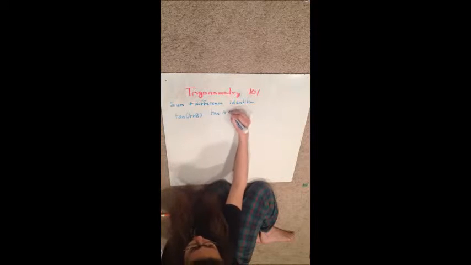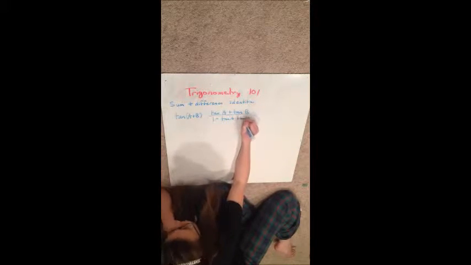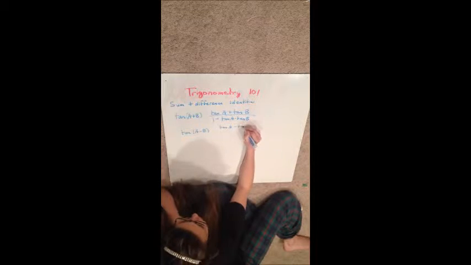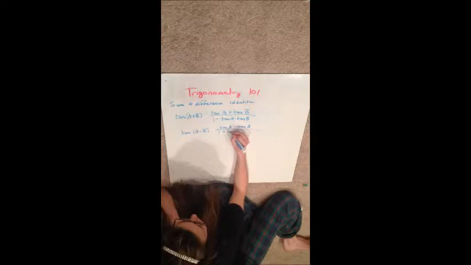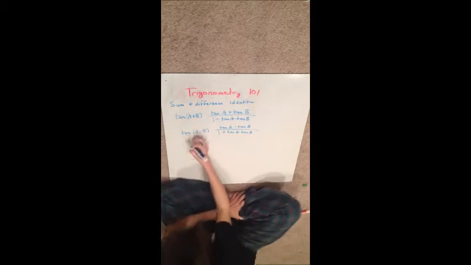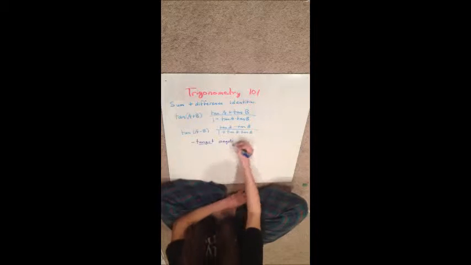Now is tangent. Tangent of A plus B equals tangent of A plus tangent of B over 1 minus tangent of A times tangent of B, and tangent of A minus B equals tangent of A minus tangent of B over 1 plus tangent of A tangent of B. One way to remember this is the tangent angels and the denominator demons.